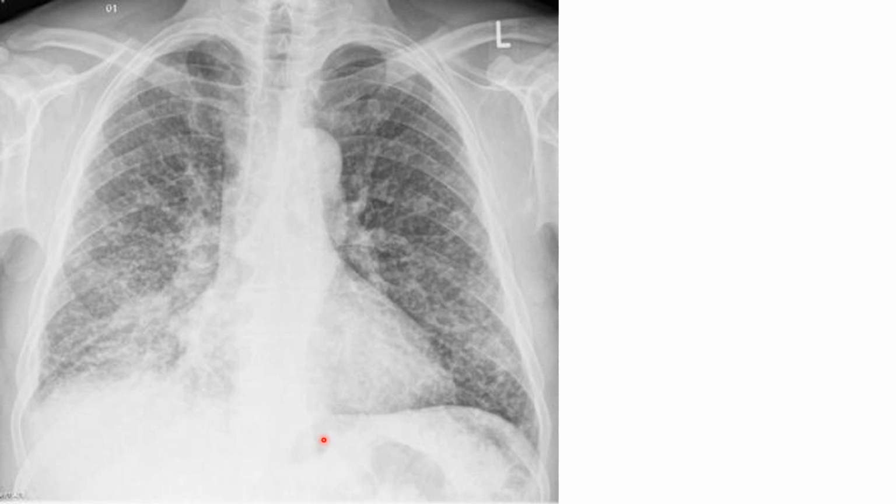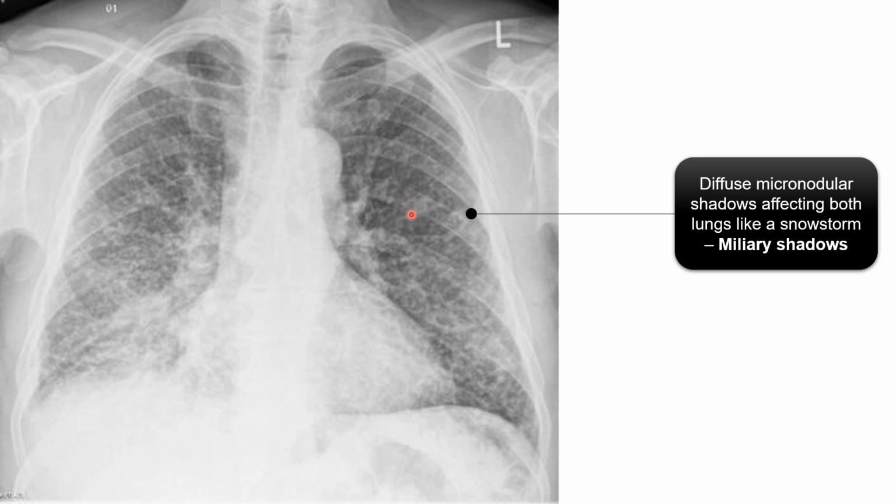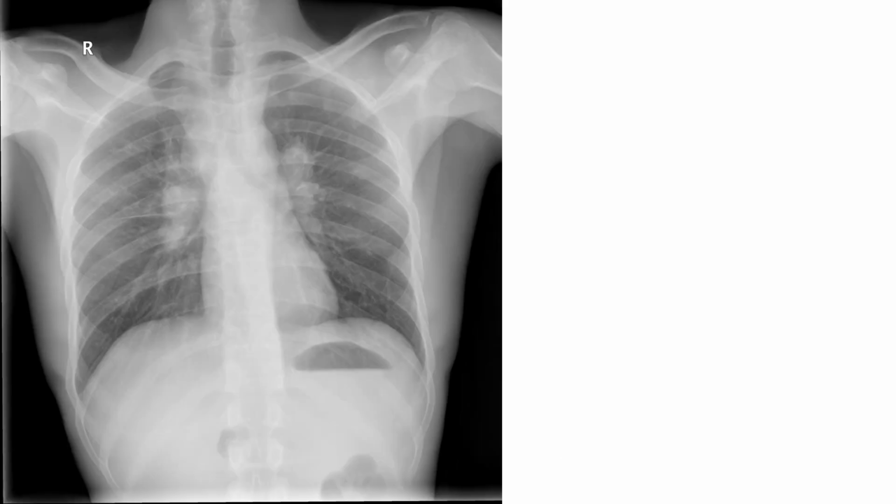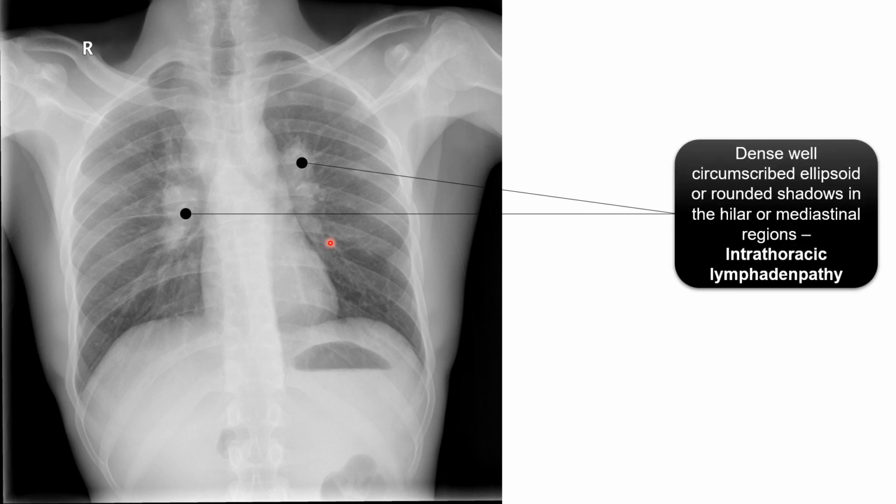So see this X-ray. What findings can you see in this X-ray? Can you see the diffuse micronodular shadows affecting both lungs like a snowstorm? These are called the miliary shadows. These are very highly specific for presence of pulmonary tuberculosis. Okay. Can you see this X-ray? What can you see here? Can you see these two lymph nodes? Hilar lymphadenopathy. There are dense, well circumscribed ellipsoid or rounded shadows in the hilar or mediastinal regions. This is intrathoracic lymphadenopathy. This is also a finding that is highly specific for presence of pulmonary tuberculosis.